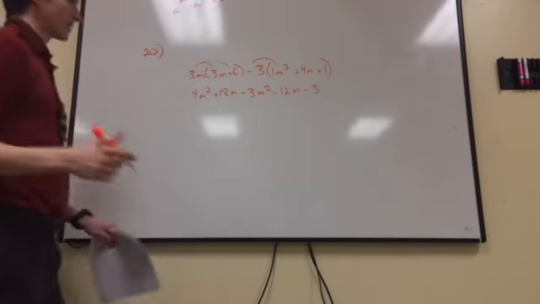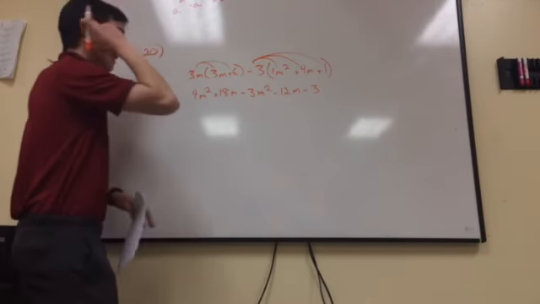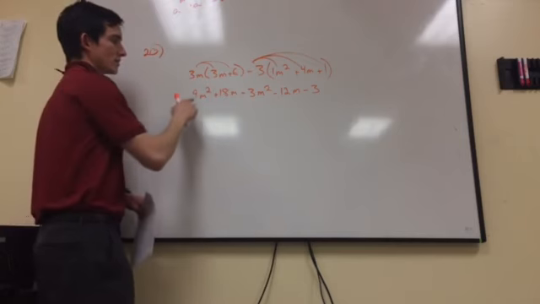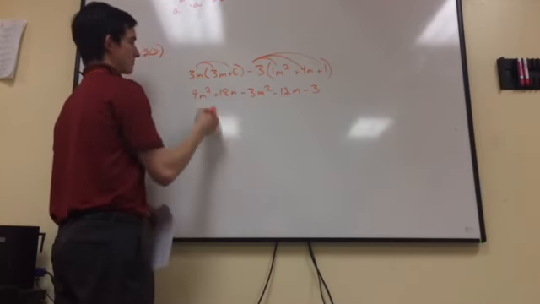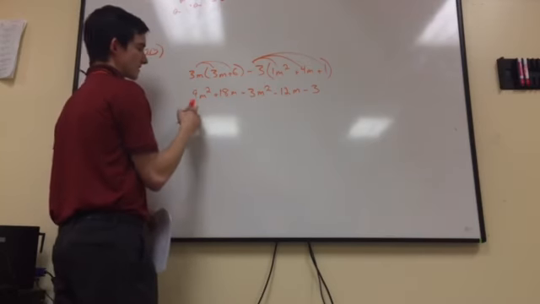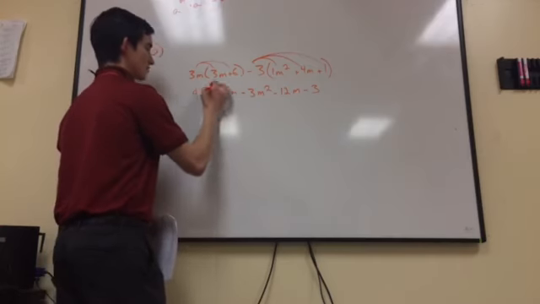So I multiplied everything out by distributing, and now I'm going to combine my like terms, and it's really that simple. So 6m squared minus 3m squared is going to be, I said 6 I think, but 9m squared minus 3m squared is 6m squared.